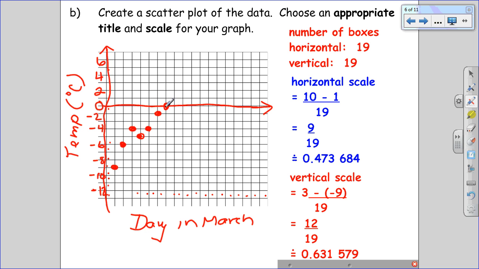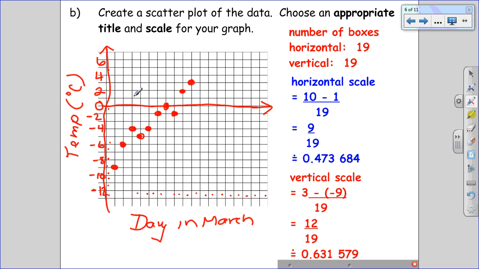And I stay right here on the axes because the dependent variable was 0, so I don't move off the axes. 8 is -1. So across 1, 2, 3, 4, 5, 6, 7, 8, and -1. I believe 9 was 2, and 10 was 3. So 1, 2, 3, 4, 5, 6, 7, 8, 9 across, and up 2, and 10 was at 3.